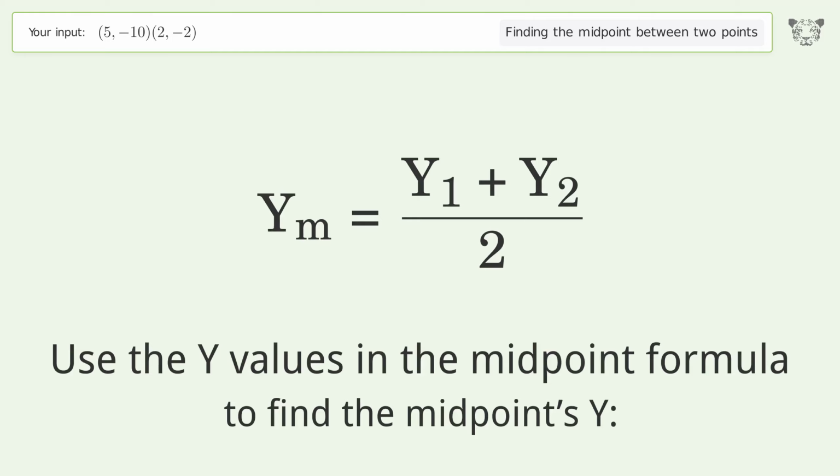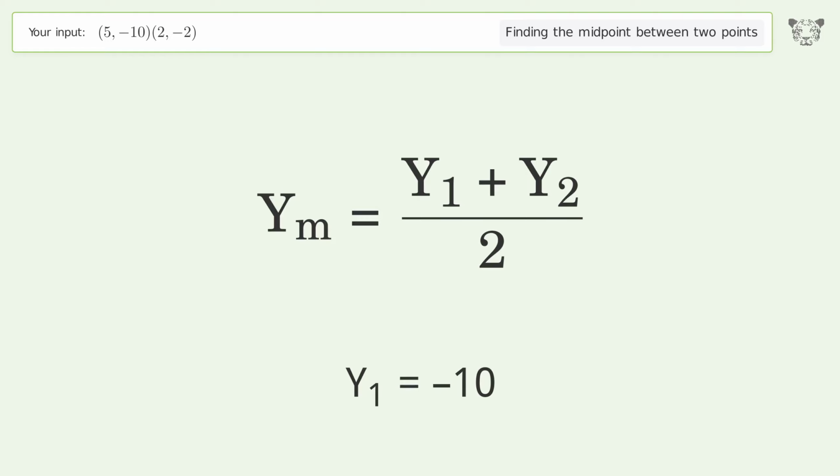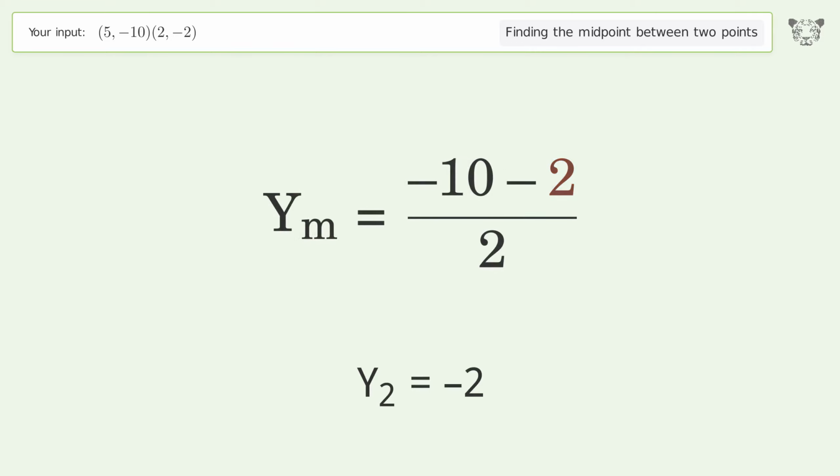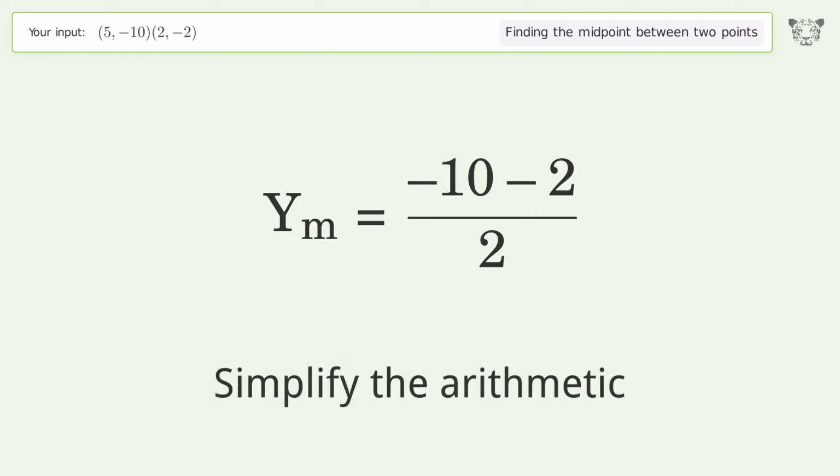Use the y values in the midpoint formula to find the midpoint's y. y1 equals -10. y2 equals -2. Simplify the arithmetic.